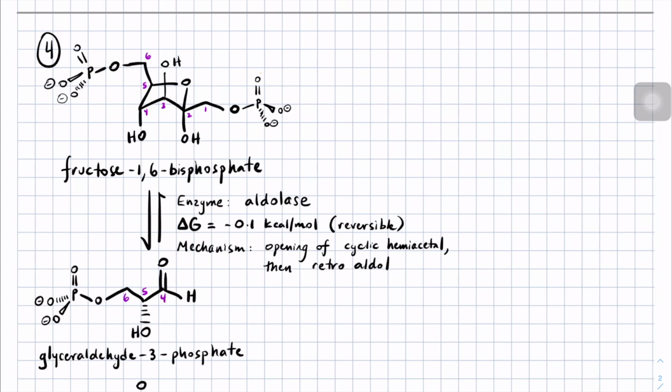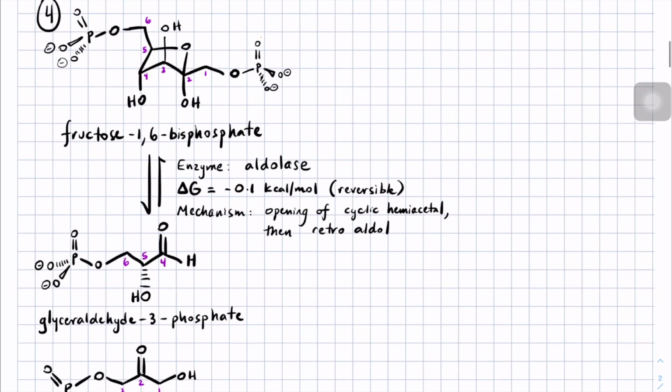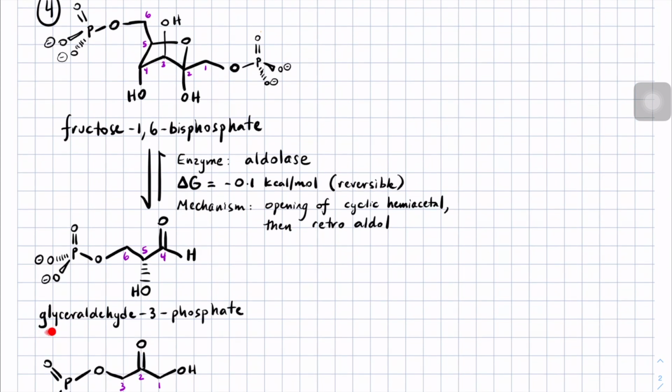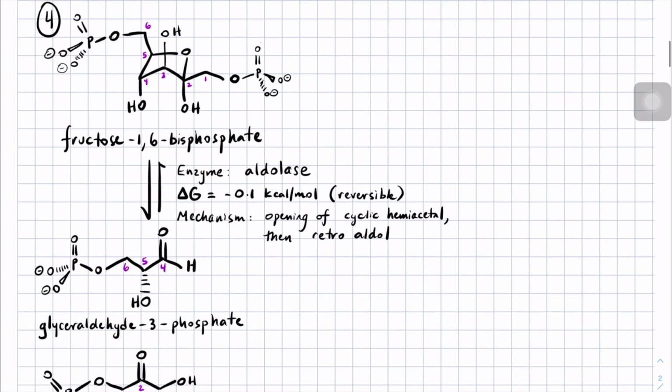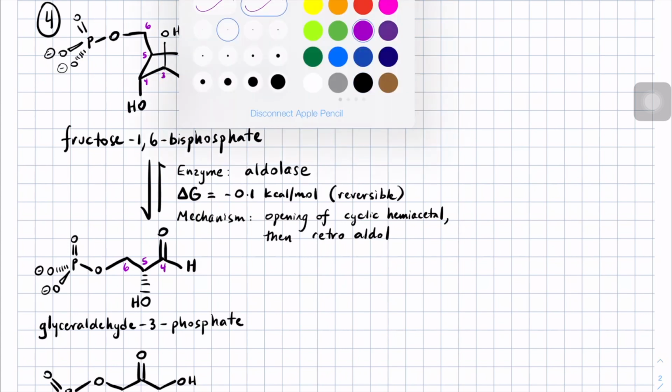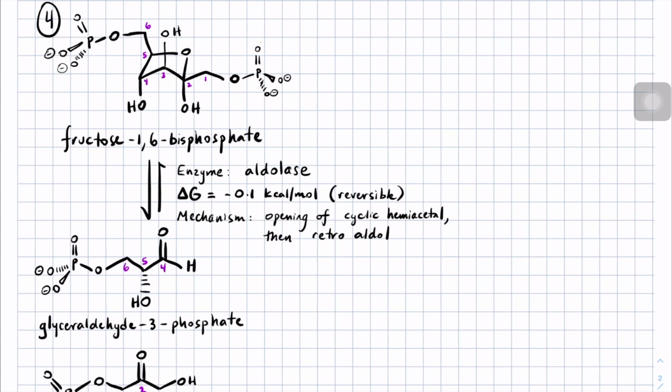So in step 4, we're going to first open up the fructose 1,6-bisphosphate cyclic hemiacetal. And then we're going to split the resulting 6-carbon chain into 2 3-carbon pieces. One will be called glyceraldehyde 3-phosphate, and the other will be called dihydroxyacetone phosphate. Glyceraldehyde 3-phosphate comes from carbons 4, 5, and 6 of fructose, and dihydroxyacetone phosphate comes from carbons 1, 2, and 3, except I got the order wrong. It should be 1, 2, 3.